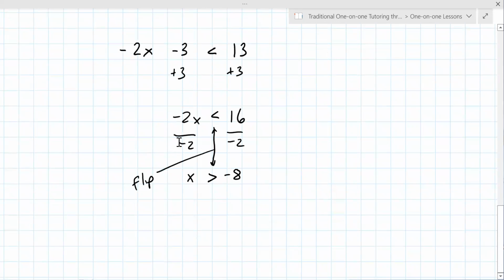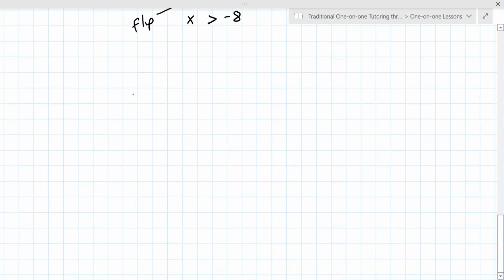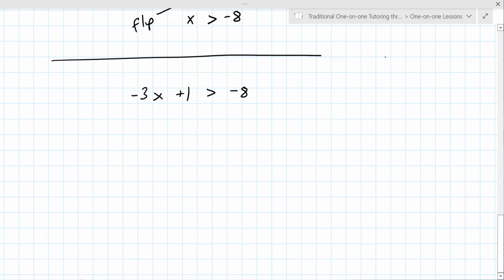Do you have this example down in your notes? Yeah. Okay. So here we go. I'm going to have you do this one. -3x plus 1 greater than -8. And I want you to solve the inequality. Okay.